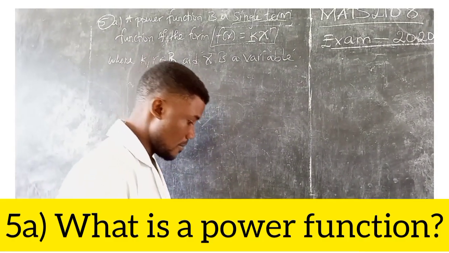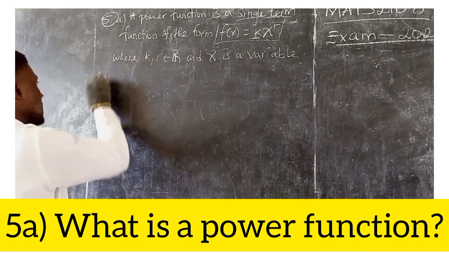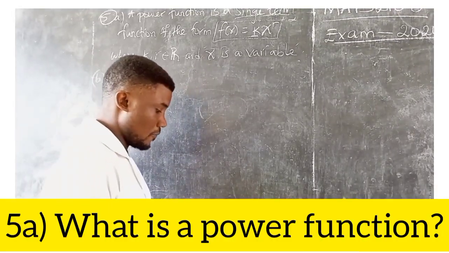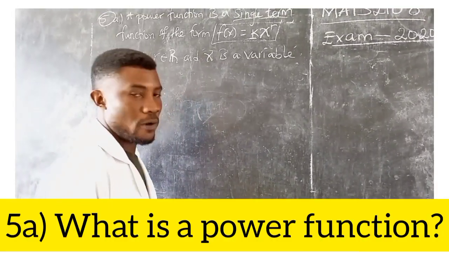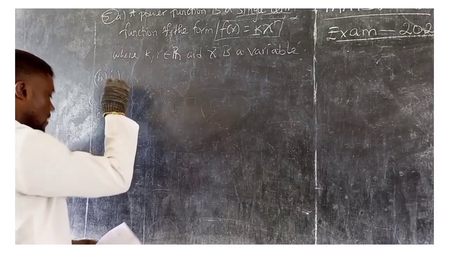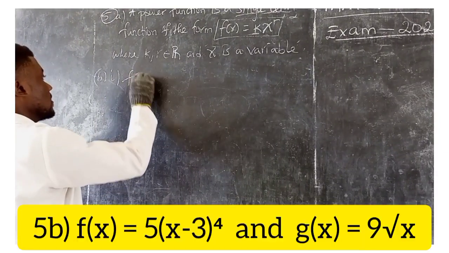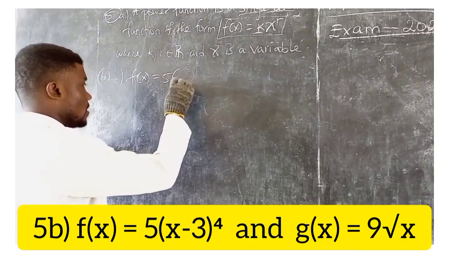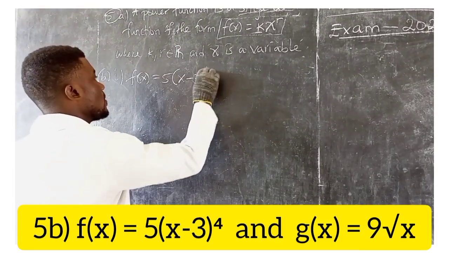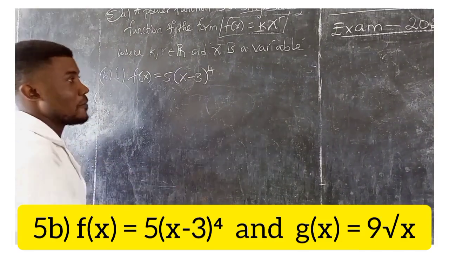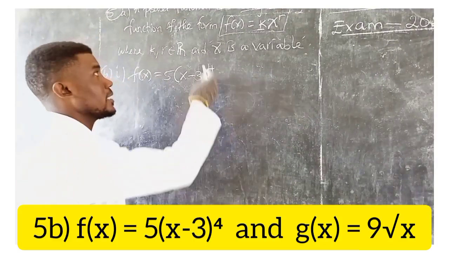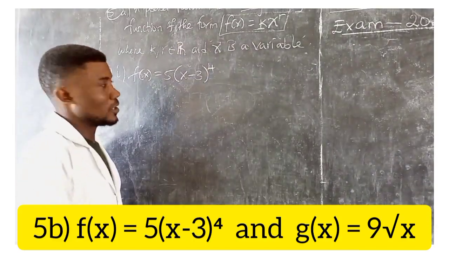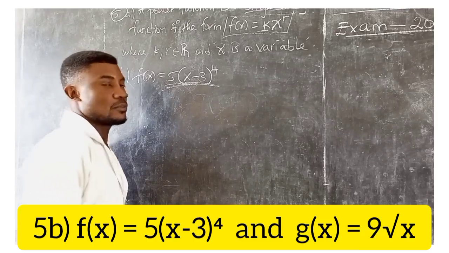So the B part says, which of the following functions is a power function? Roman 1, f of x equals 5 into x minus 3 to the power 4. Is this a power function? Of course not. By this definition of a power function, this is not a power function.